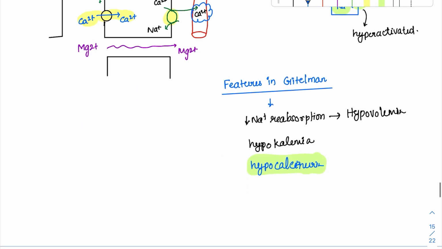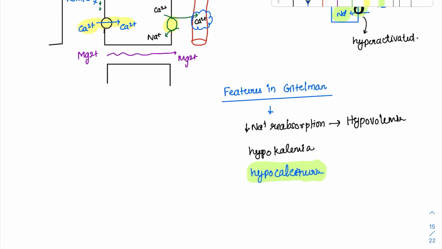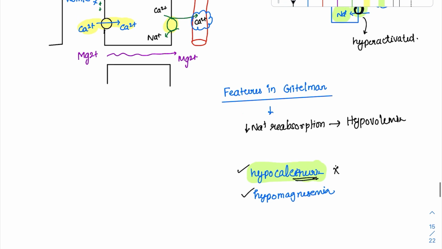Now, magnesium also cannot be transported if this positivity is not created by the potassium. So this will cause hypomagnesemia. The hypokalemic feature is not mostly seen because here the ROMK channel is not much affected, but hypocalciuria and hypomagnesemia are seen. This hypocalciuria is the differentiating feature between Bartter and Gitelman.